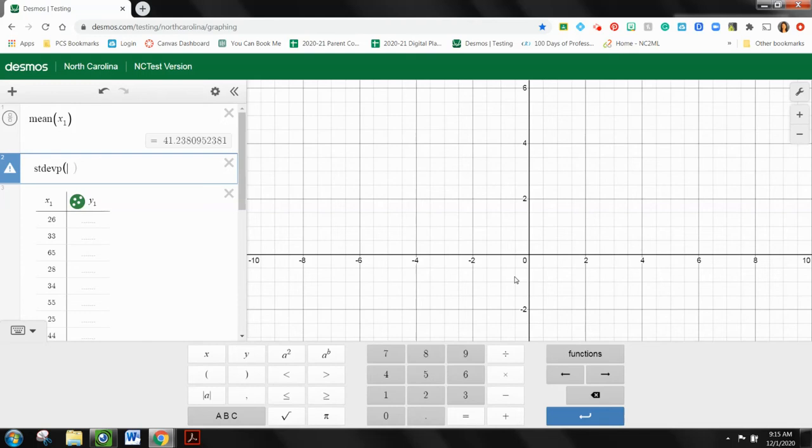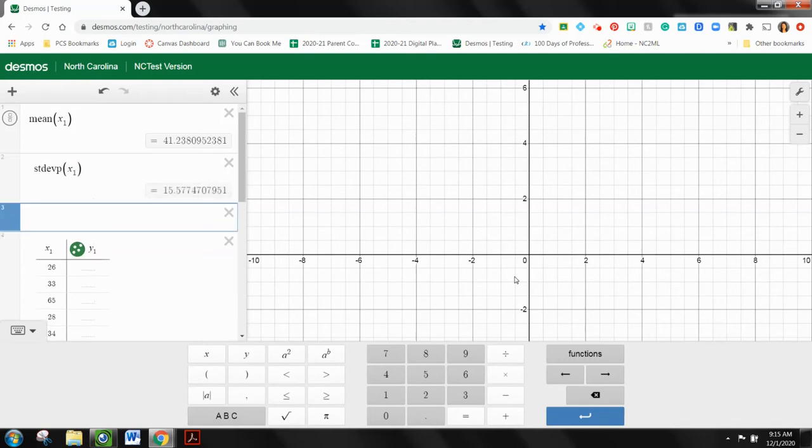It represents everything I need. It's the whole population of my data. And I'm going to put in X1 and I'm going to hit enter. So this tells me 15.58 is my standard deviation. So what this means is that the biggest chunk of my data is within 15.5 units from my mean of 41.